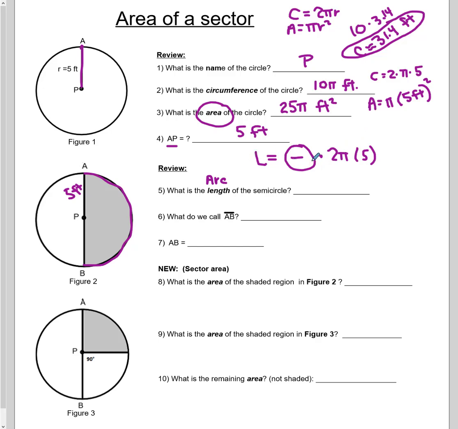So it's going to be L equals some fraction. I know that looks like a weird symbol, but that's just some fraction times 2 pi 5. So I'm going to get rid of this little circle here. We don't need that. I'll erase it.